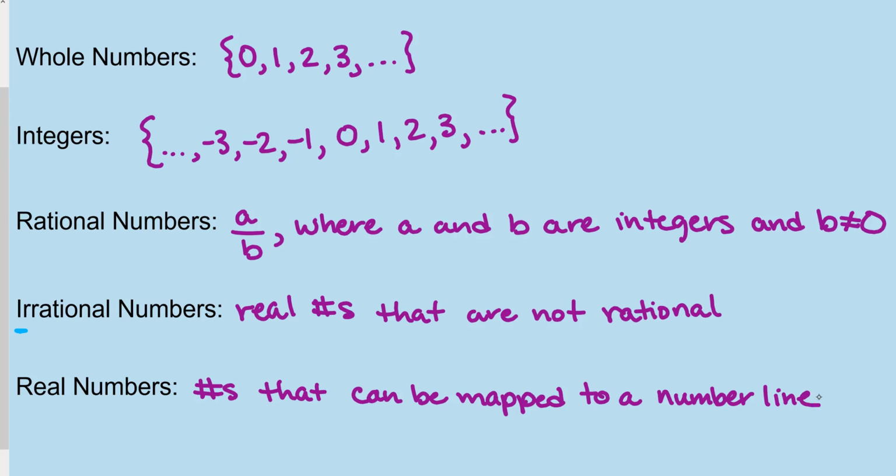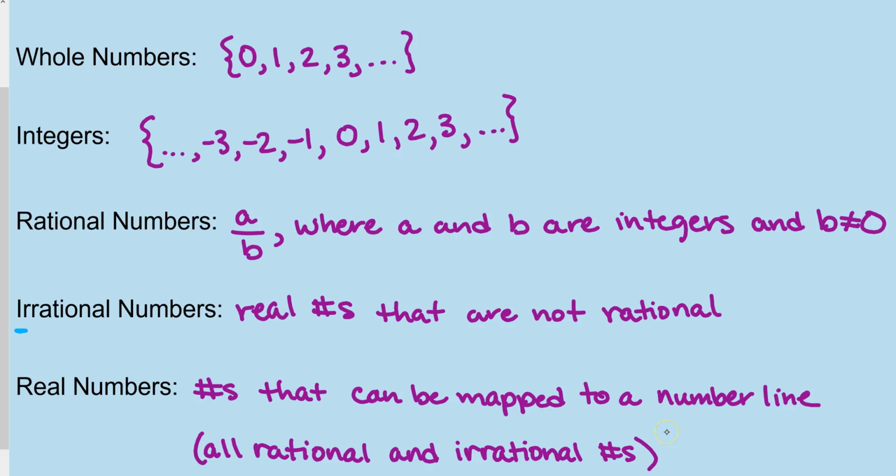And real numbers consist of all of the rational and irrational numbers. If it's rational, then it's real. If it's irrational, then it's real. Nothing else is real.